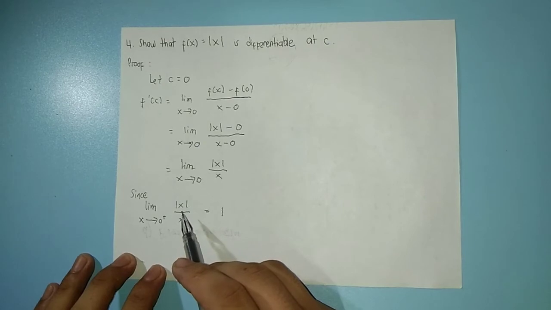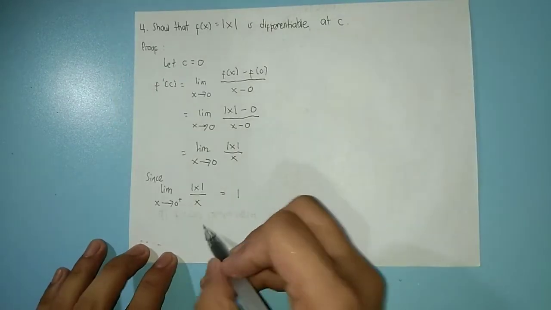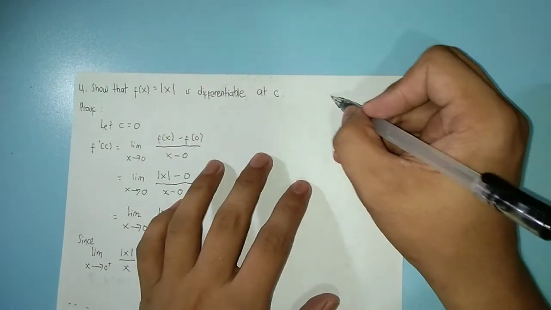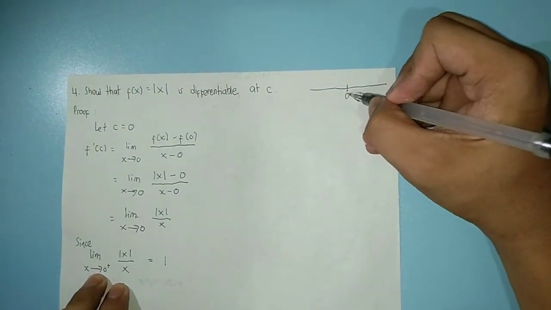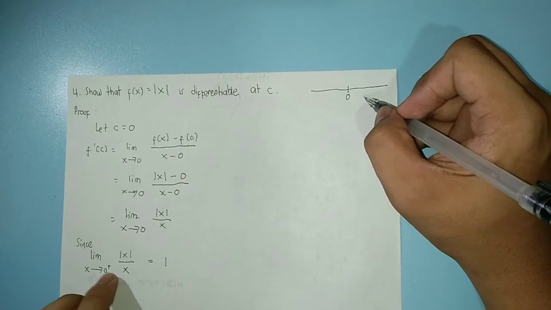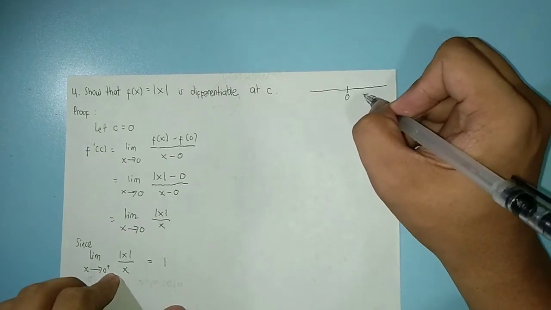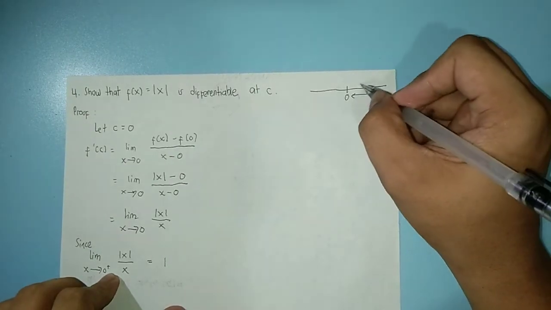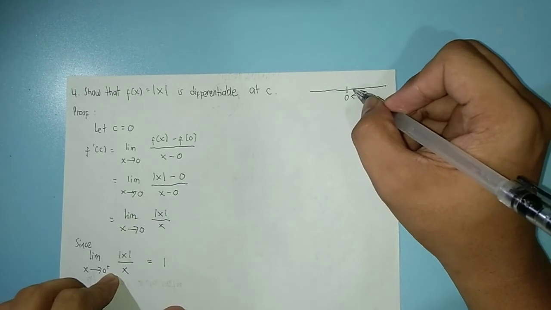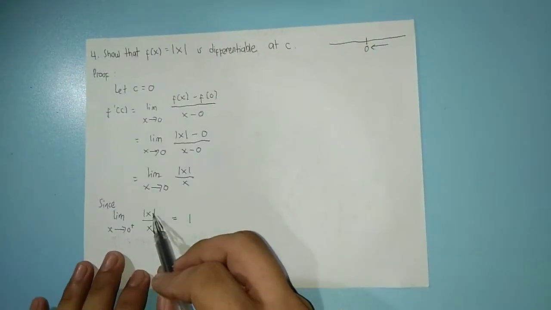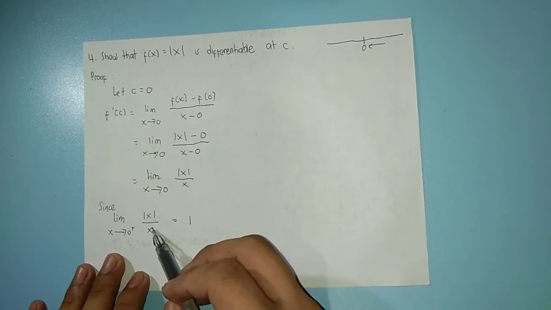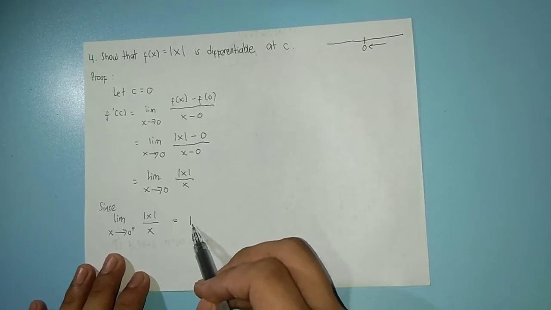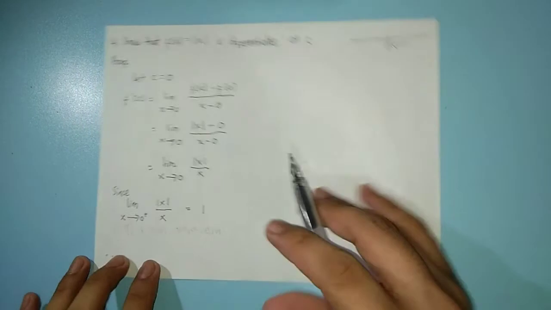Kasi positive values na yung x niya. Parang ganito. Halimbawa, ito yung ating number line. Okay? I-approach natin sa 0 from the right, kasi right hand limit. So, kung from the right, yung mga values ng x na to ay positive. At kung positive yan, yung absolute value ng x, that is just equal to x. And x over x, that is 1. Yun yung magiging limit niya.